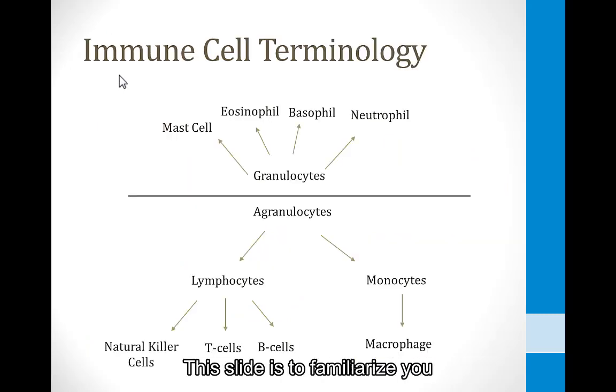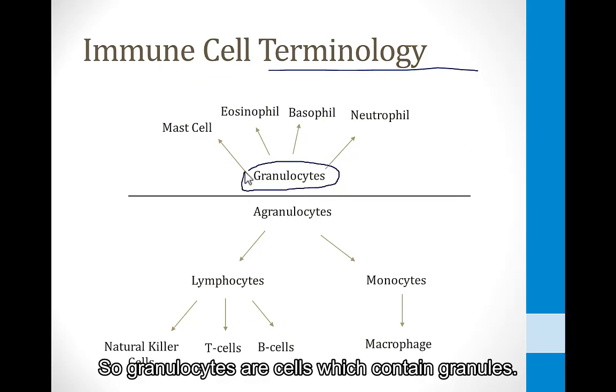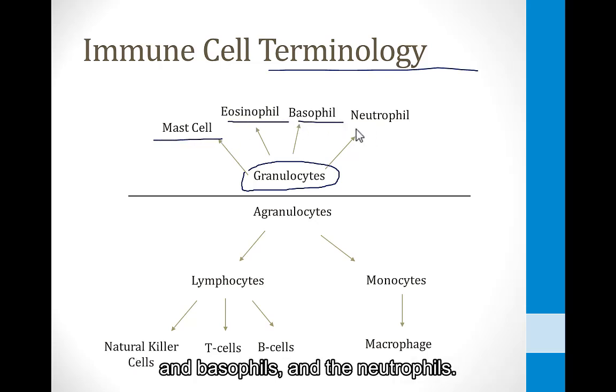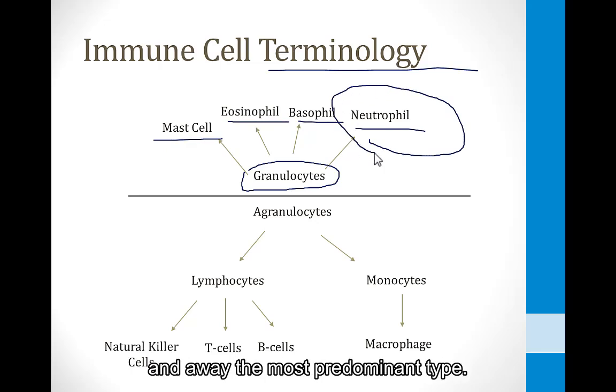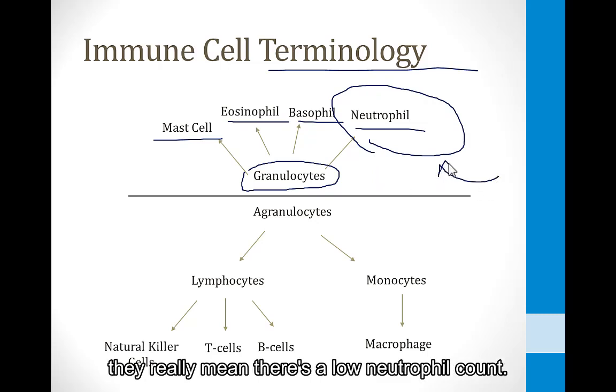This slide is to familiarize you with some of the terminology used when describing the cells of the immune system. So granulocytes are cells which contain granules. So those include the mast cells, the eosinophils, the basophils, and the neutrophils. Of these four, the neutrophils are far and away the most predominant type. So often when people say there's a low granulocyte count, they really mean there's a low neutrophil count.